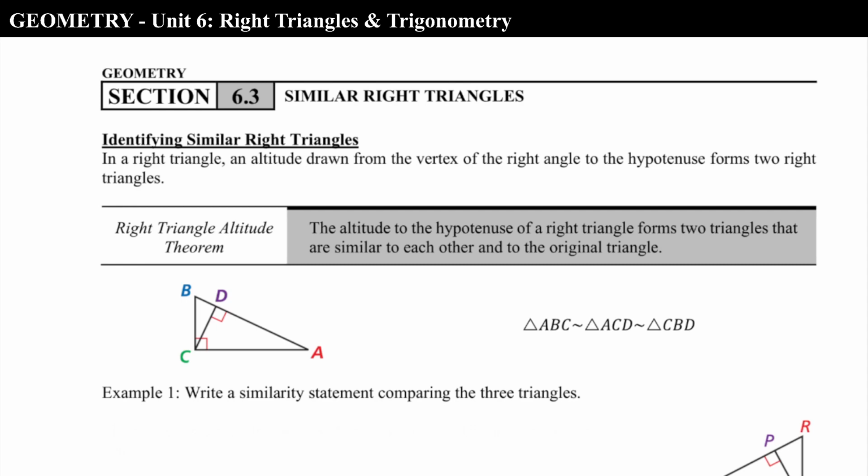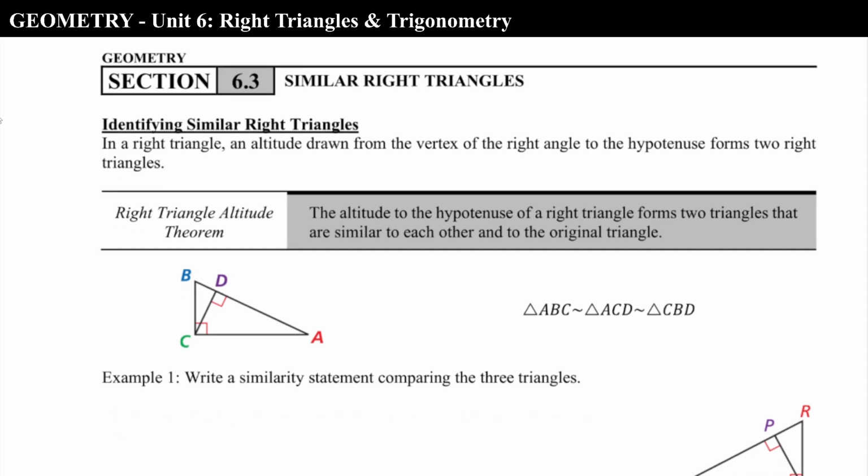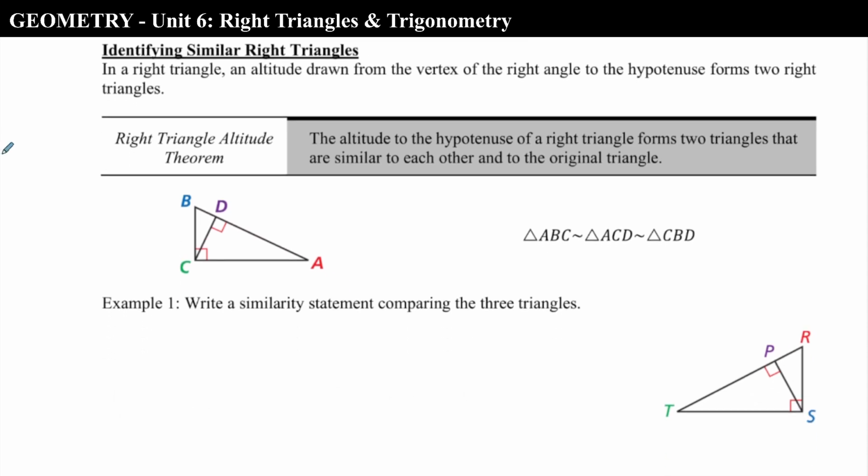In a right triangle, an altitude is drawn from the vertex of the right angle to the hypotenuse, and that forms two right triangles. So you're going to notice this is similar to something that you saw back in Section 1, that second proof of the Pythagorean theorem. So the altitude to the hypotenuse of a right triangle forms two triangles that are similar to each other and to the original outer triangle.